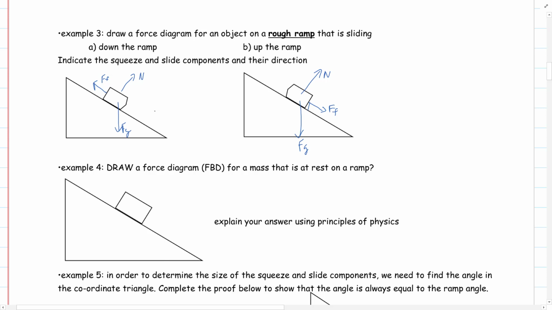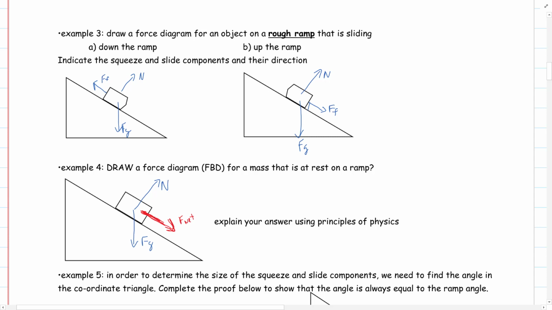Draw a force diagram for a mass that is at rest on a ramp. Okay, well, there's still going to be that force of gravity and a normal. But is there going to be friction? Yes, there has to be friction, else it starts sliding. Because if I add these two up, it's going to be a net force in this direction. If there's no friction on it, it's just going to move in that direction. And if it accelerates in that direction, then the F net has to be in that direction.